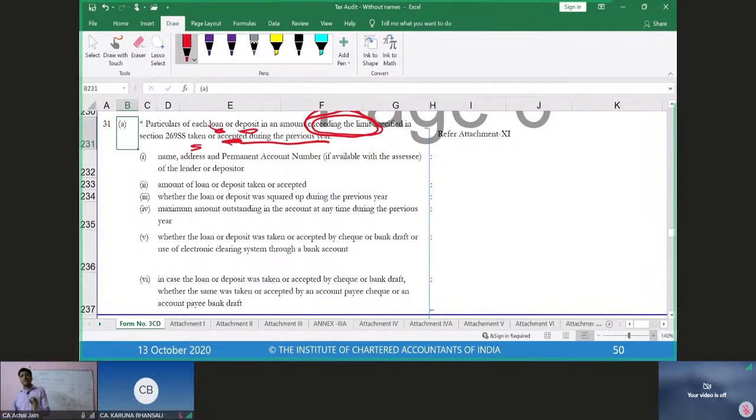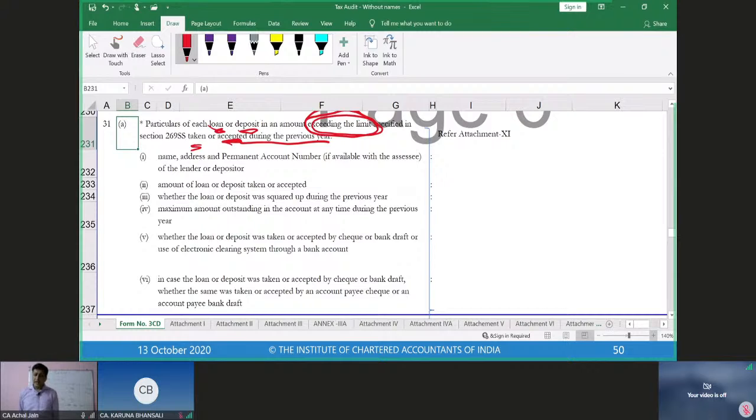Now, what are the details in respect of such loans or deposits which are required to be furnished? Name, address, PAN number of the lender or the depositor, means the party which has given that loan or the party which has given the deposit. Number two, amount that needs to be given, whether the loan or deposit was squared up during the previous year. Squared up means, say an amount of 50,000 was taken and repaid during the year. That is called squared up. So even if it is squared up, still it is required to be covered over here.